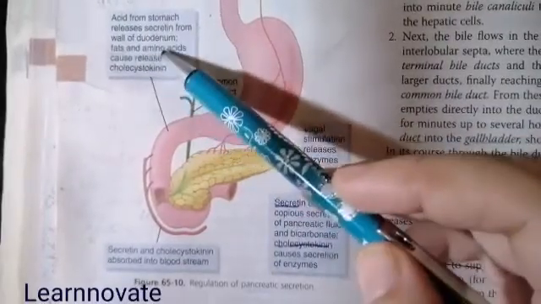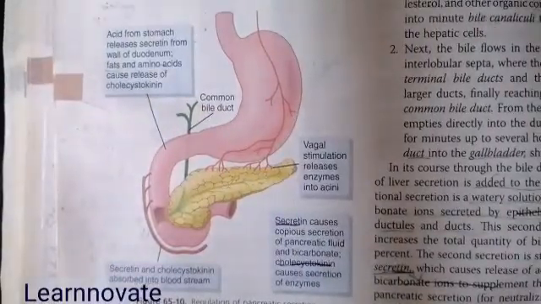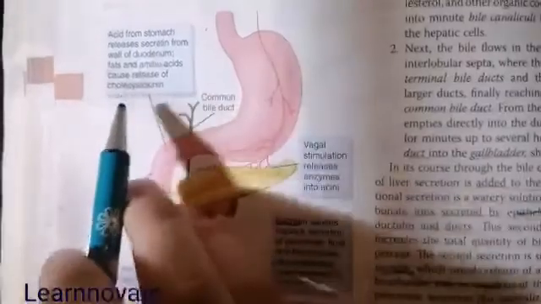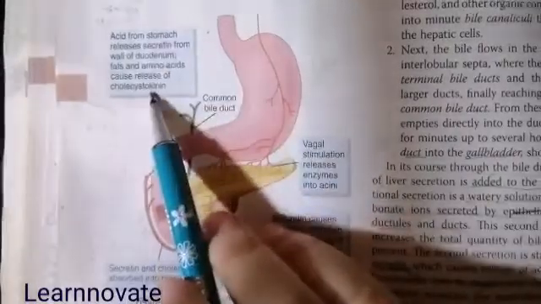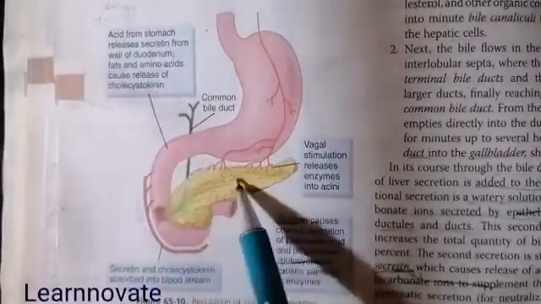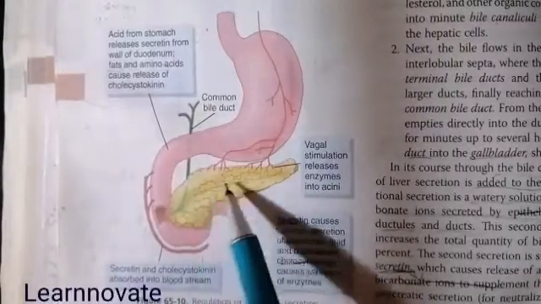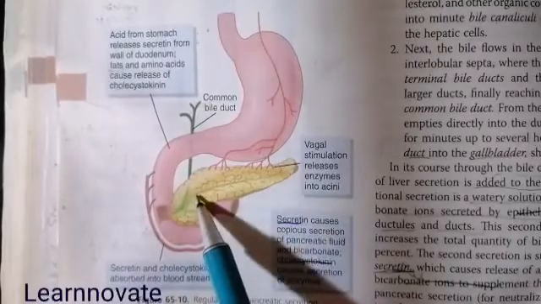The fats and the amino acids cause the release of the cholecystokinin. So in this way, the duodenal wall secretes the secretin, while the cholecystokinin is secreted because of the amino acids and fat present in the duodenum. These hormones then stimulate the pancreas to release the secretions, that is trypsin, chymotrypsin and pancreatic amylase.